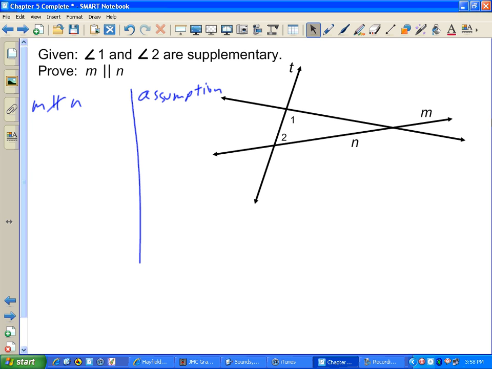Because of that, we'll add angle 3 in there. Angle 1 plus angle 2 plus angle 3 equals 180 degrees. That's our triangle sum theorem. But I already know that angle 1 plus angle 2 equals 180 degrees, because that's given. Well, I guess that's actually the definition of supplementary.